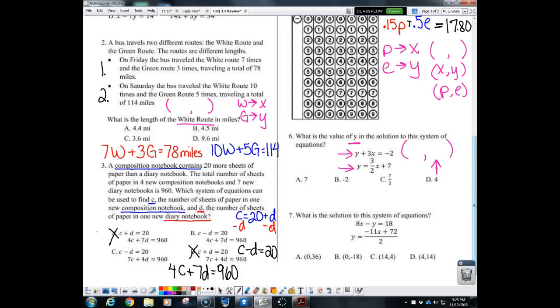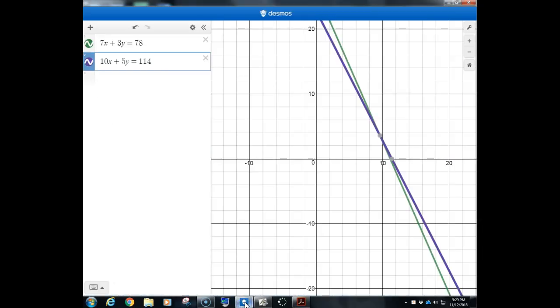Alright, so let's look at number 7. What is the solution to the system of equations? Again, same thing. You are putting that into the first box, and this into the second box. Now this one, we haven't seen a lot of this, so I'm going to show you how to put that into Desmos.